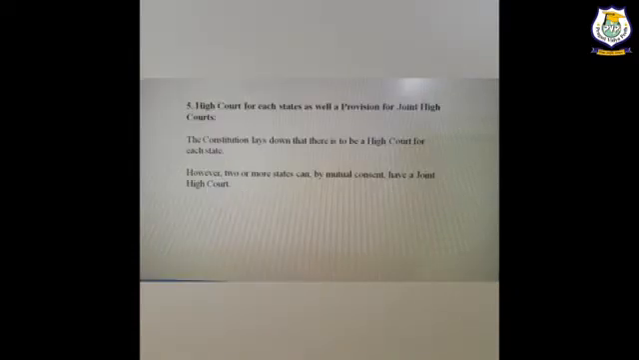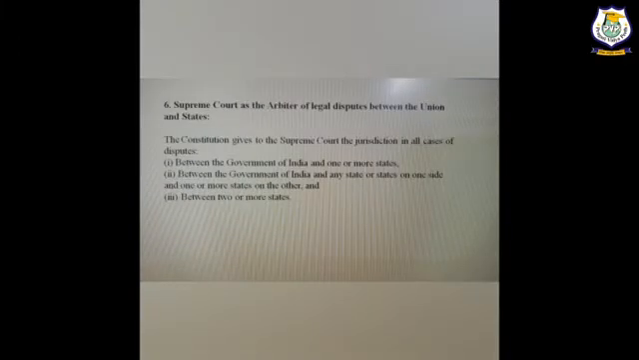Fifth is a High Court for each state as well as provision for a joint High Court. The Constitution lays down that there is to be a High Court for each state. However, two or more states can, by mutual consent, have a joint High Court. Which are the joint High Courts? Punjab and... tell me, I think all you students have rewound it. Let's come to the sixth point.